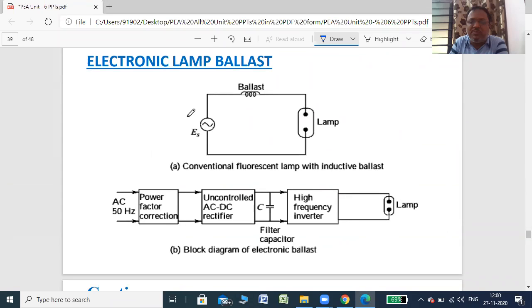So the next topic is electronic lamp ballast. Simply, we can call it a choke, right? Whatever choke we are using in old fluorescent lamps, that is basically an electrical ballast.